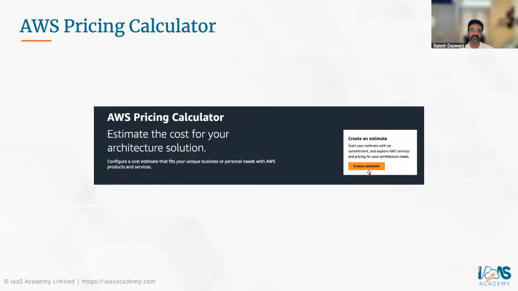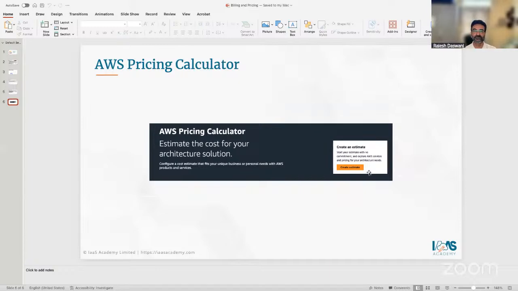Okay, so that pretty much covers all of our billing and pricing models that I want you to be aware of for the exam. What we're going to do next is I'm going to quickly take you through some practice exam questions, just so that you can get a feel of what that looks like in the real exam. So let's go ahead and take a look at some practice exam questions.